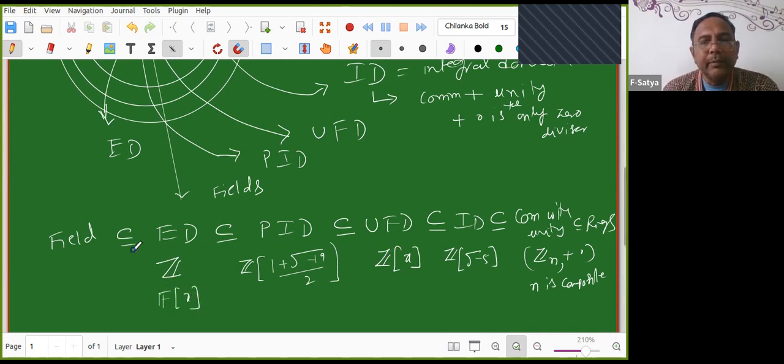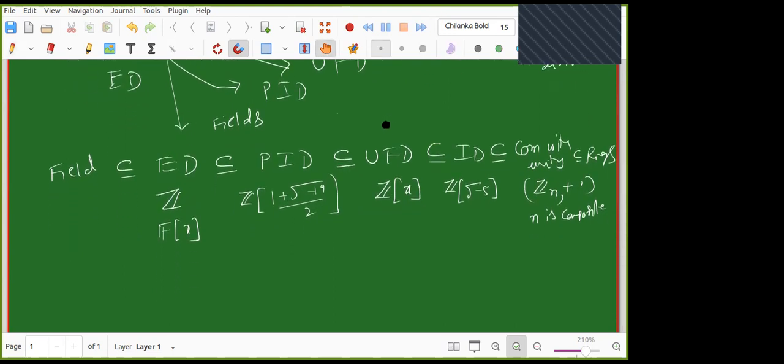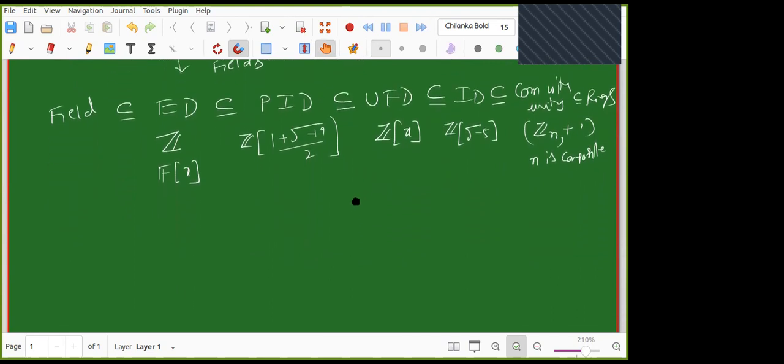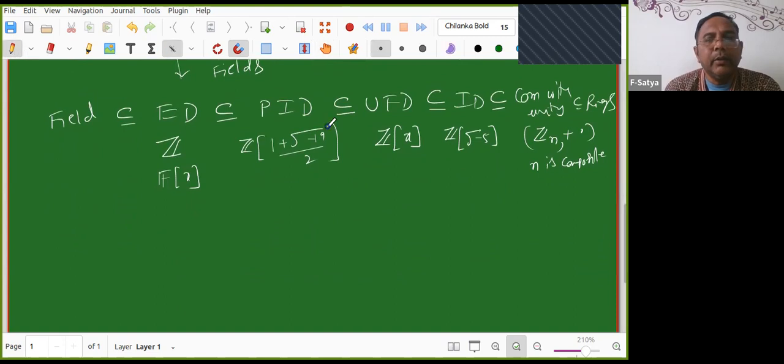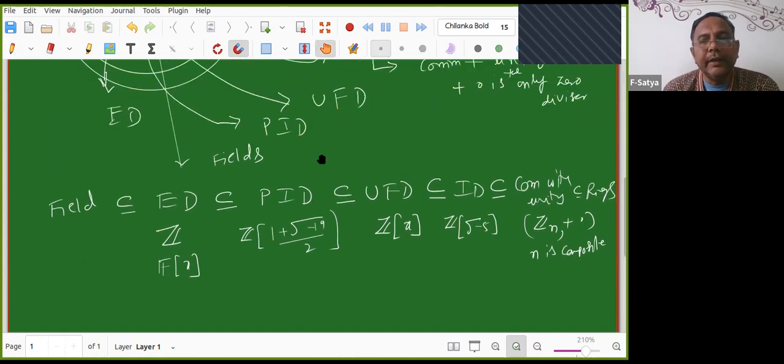So I wrote these examples. I hope it is clear. This is this but not this. Then integers are automatically a Euclidean domain, principal ideal domain, UFD, and ID, then commutative ring with unity, commutative ring and ring, right? Is it okay to everyone? Yeah. So I can prove all of these also, but that is not our goal. So these are the ideas.